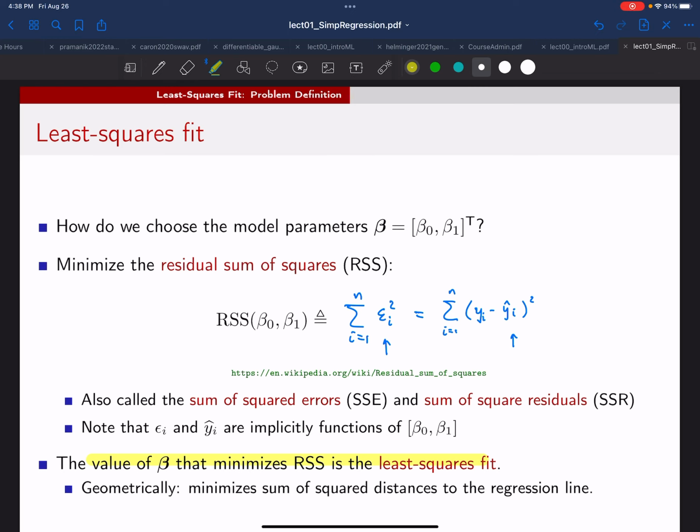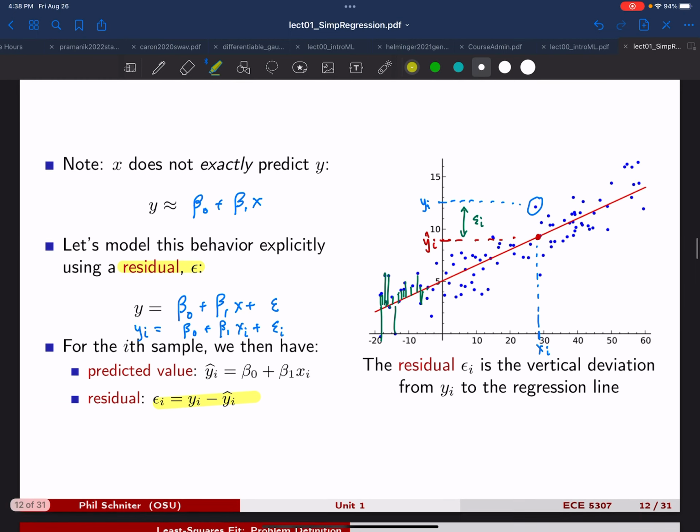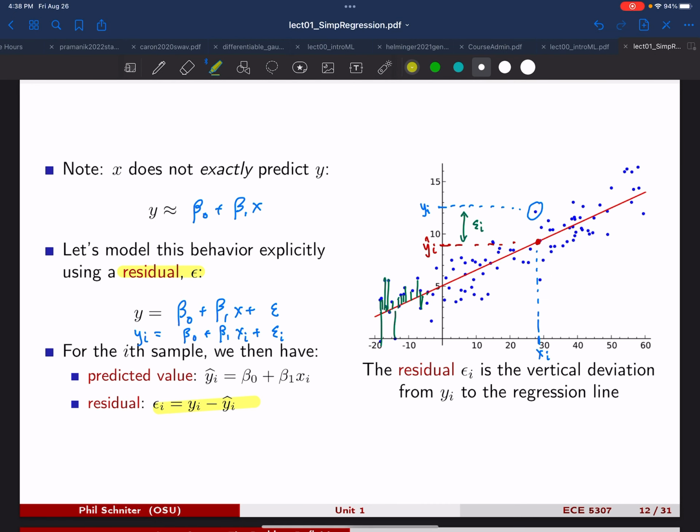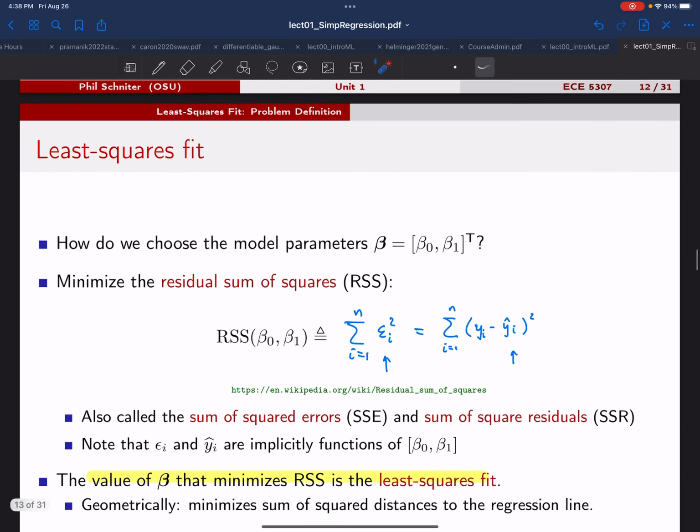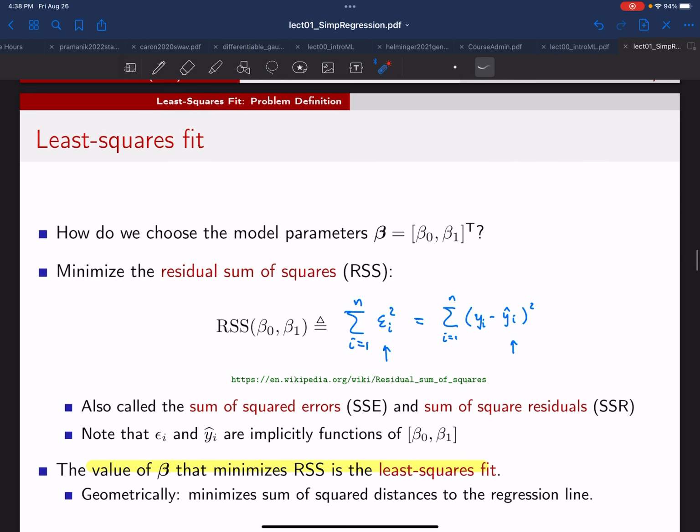So coming back to the visualization, you could say that what we're doing at the end of the day is tilting and moving this red line around so that the sum of the squares of those green lines is minimized. Sum of the squares. Okay, so that's what we're doing.